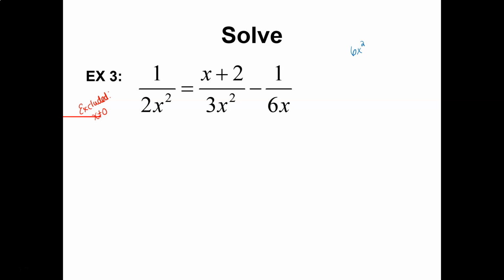Alright, so the first fraction here, it needs to be multiplied by 3 on top and bottom so that we will get 6x squared in the denominator. The second one, it needs to be multiplied by 2 so that we get 6x squared. What about the last one? Okay, multiply by x on top and bottom.